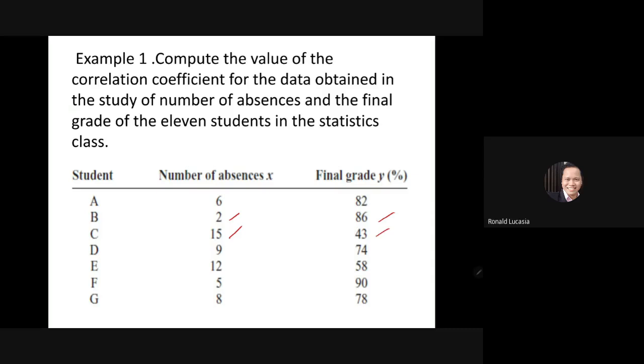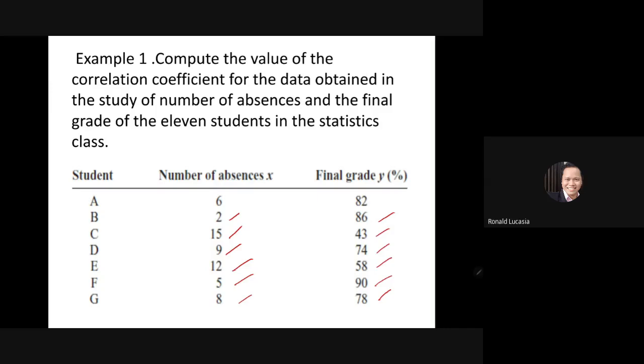Next, 74 is the final grade. Absences are 9. 58 is the final grade. Absences are 12. 90 is the final grade. Absences are 5. 78 is the final grade. And then the number of absences will be 8.